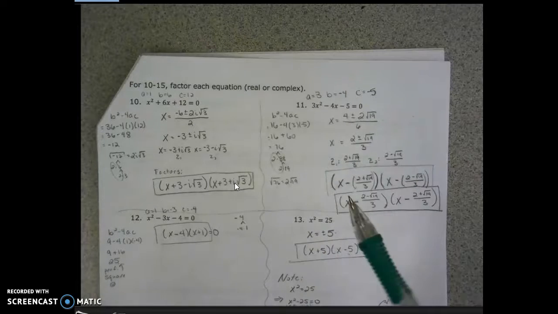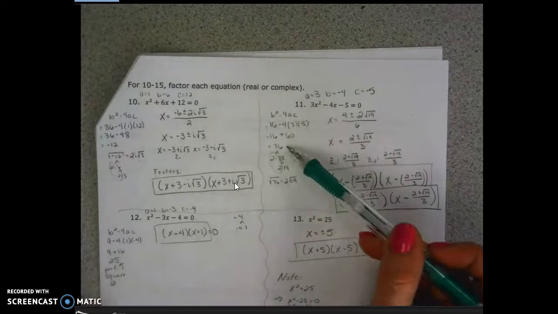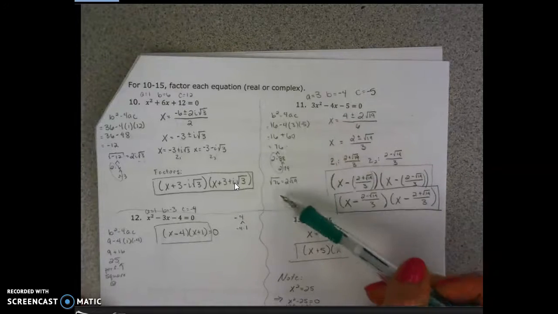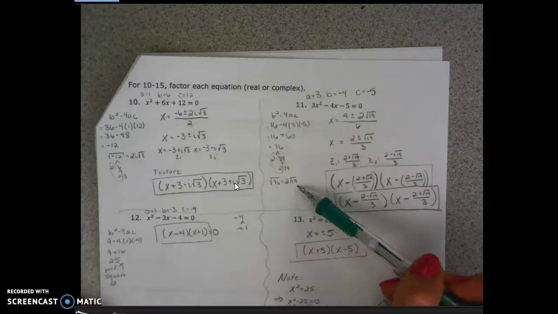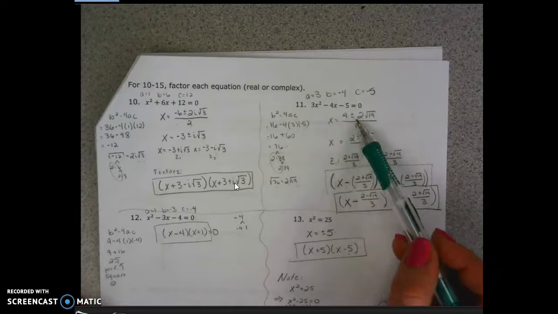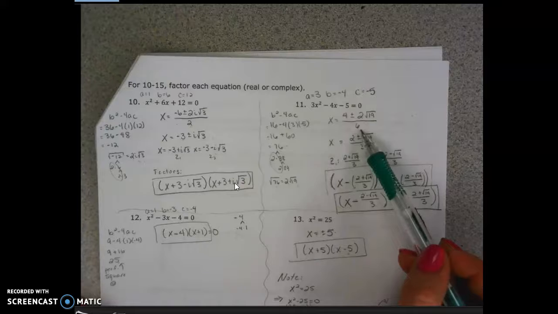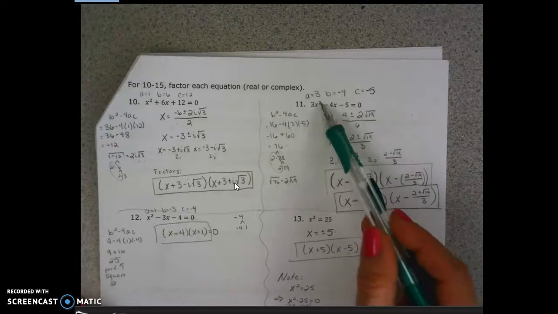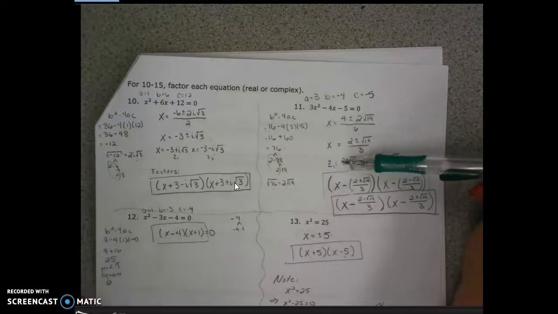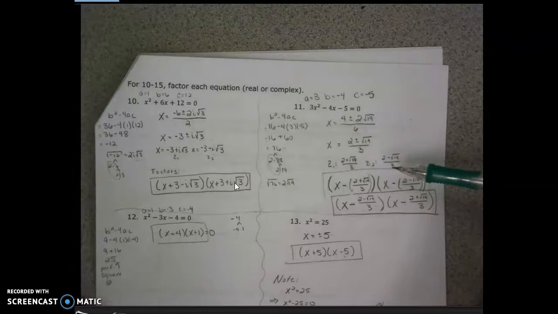On number 11, same business, discriminant. This time it was positive, so I have real solutions, but that's not a perfect square. Square root of 76 would be 2 root 19. So I would have a 2 root 19 in the quadratic formula, negative b plus or minus 2 root 19 all over 2 times a. Simplified down, you get this. So I have z1 is 2 plus root 19 over 3, and z2 is 2 minus root 19 over 3.